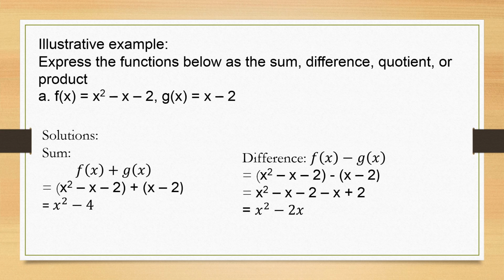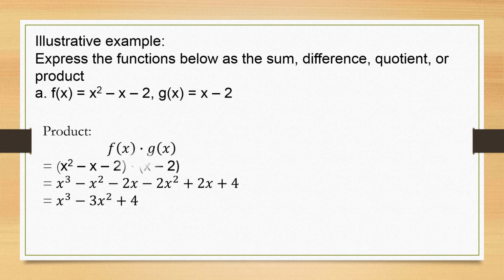So we will write first the first function. We have x squared minus x minus 2. Then we have negative times x, negative x. We also have negative times negative 2, which becomes positive 2. So if we're going to simplify, just copy x squared. Then we have negative x and negative x, which become negative 2x. Negative 2 plus positive 2 becomes 0. So finally, we have the difference between f of x and g of x equivalent to x squared minus 2x.